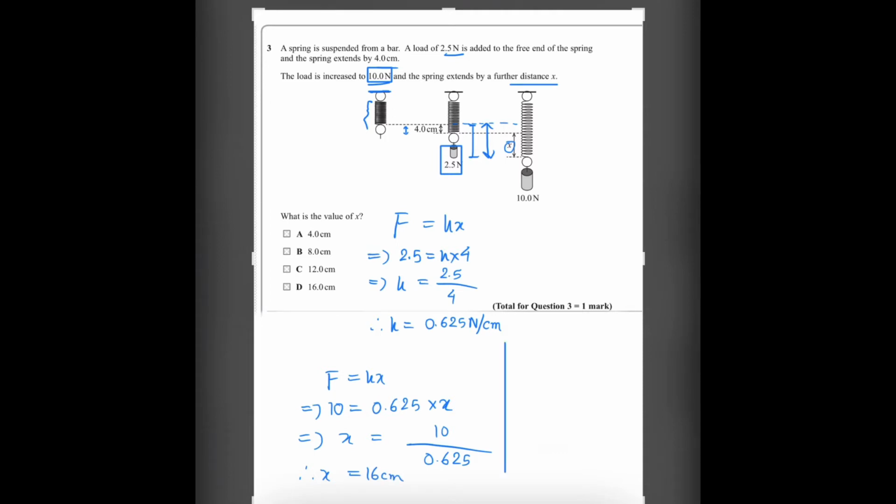So the value marked with red ink is 16. The value of x plus 4 centimeter would be 16 centimeter. So x plus 4 equals 16, so x equals 16 minus 4. So the value of x would be 12 centimeter. So the answer to question number 3 is 12 centimeter, which is C.